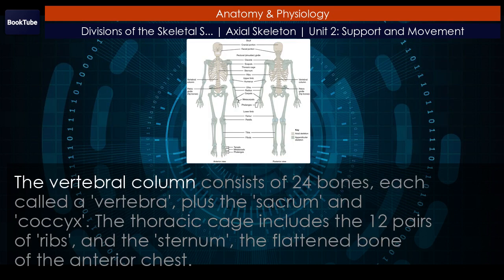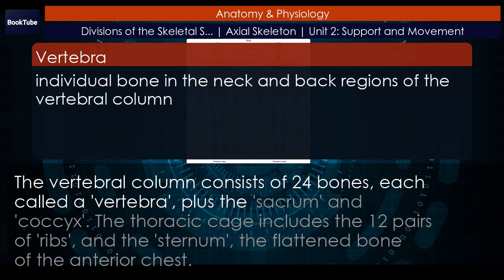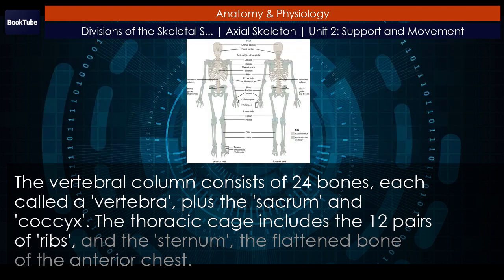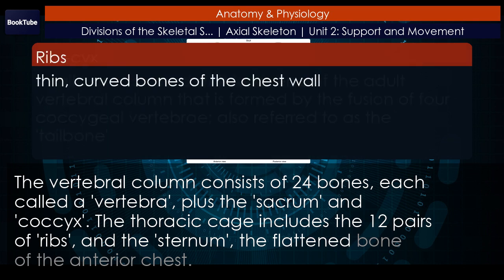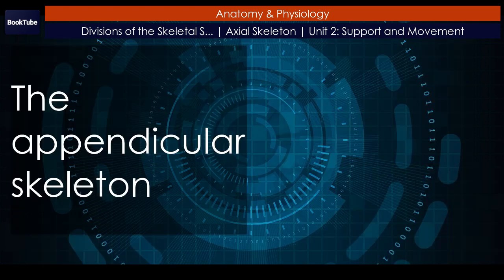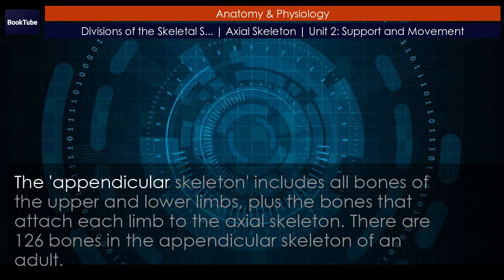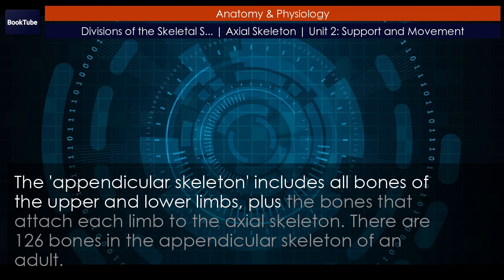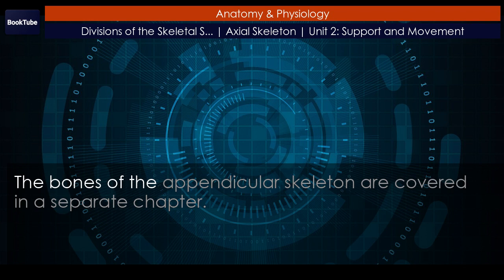The vertebral column consists of 24 bones, each called a vertebra, plus the sacrum and coccyx. The thoracic cage includes the 12 pairs of ribs and the sternum, the flattened bone of the anterior chest. The appendicular skeleton. The appendicular skeleton includes all bones of the upper and lower limbs, plus the bones that attach each limb to the axial skeleton. There are 126 bones in the appendicular skeleton of an adult. The bones of the appendicular skeleton are covered in a separate chapter.